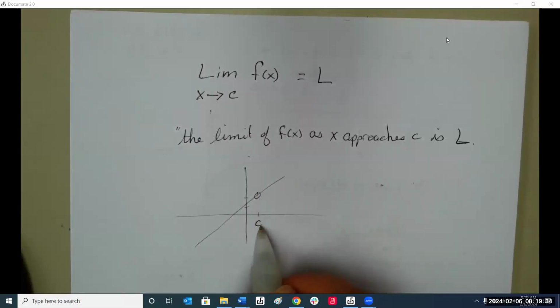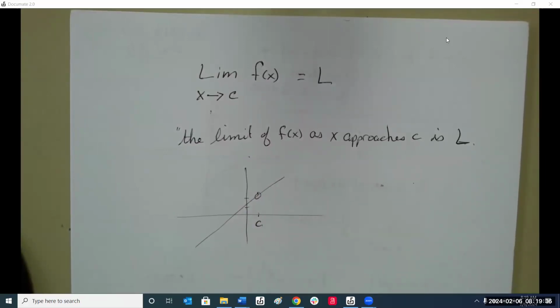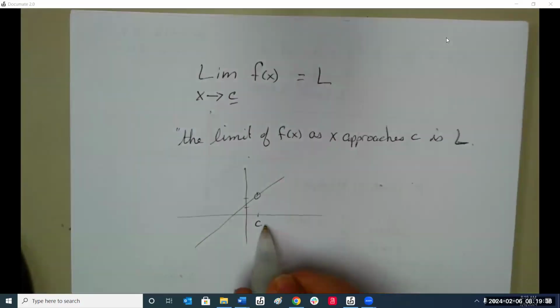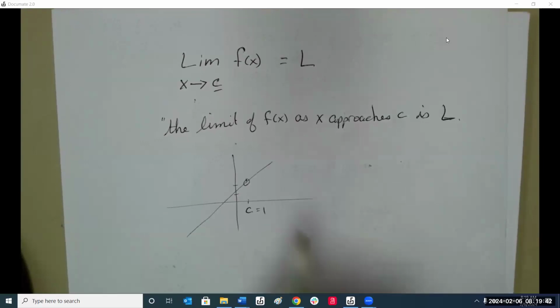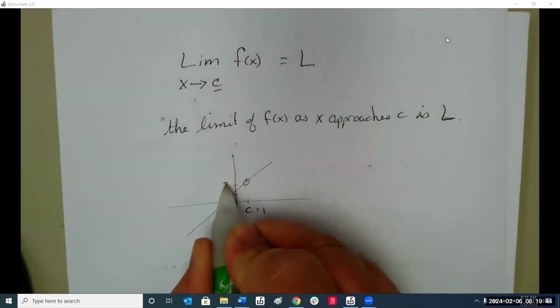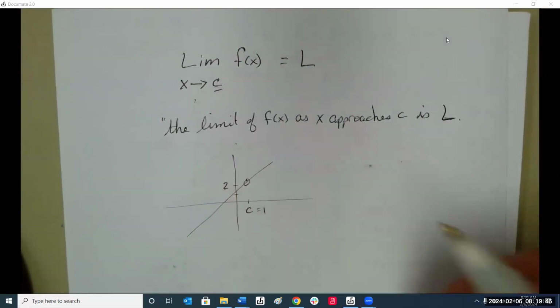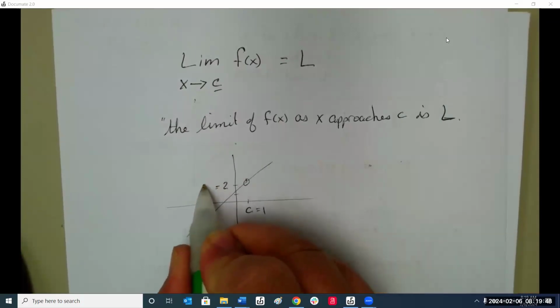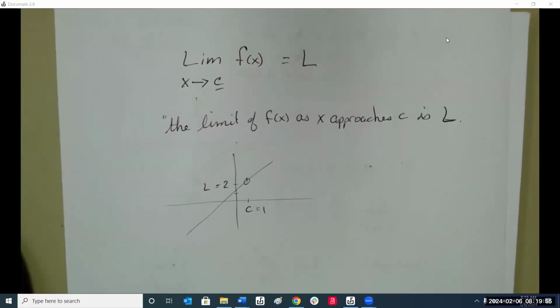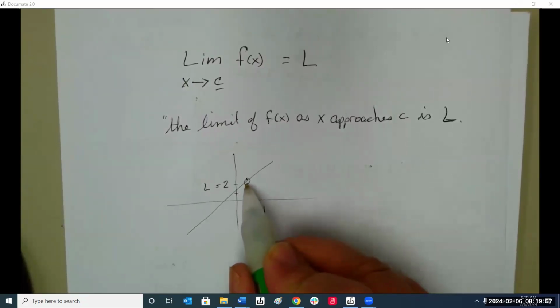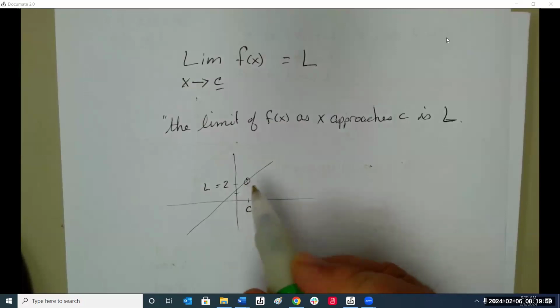So this is our C. This number here, that's the value we're looking at. So at our last example, we looked at that. This number here is 2 because our function is x plus 1. This is our L. So the concept of limits is it doesn't matter what happens there. It just has to approach a value.